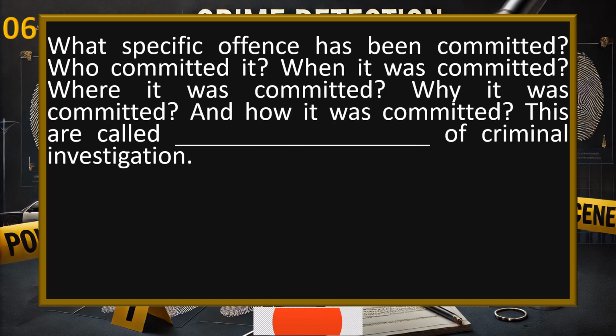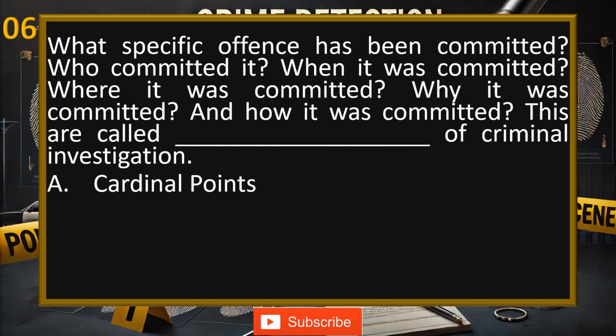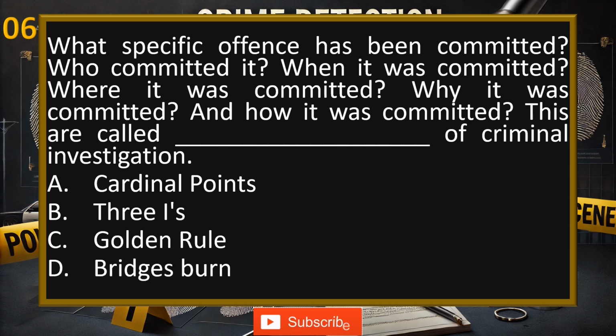What specific offense has been committed? Who committed it? When it was committed? Where it was committed? Why it was committed? And how it was committed? These are called blank of criminal investigation. A. Cardinal points. B. 3 eyes. C. Golden rule. D. Bridges burn.